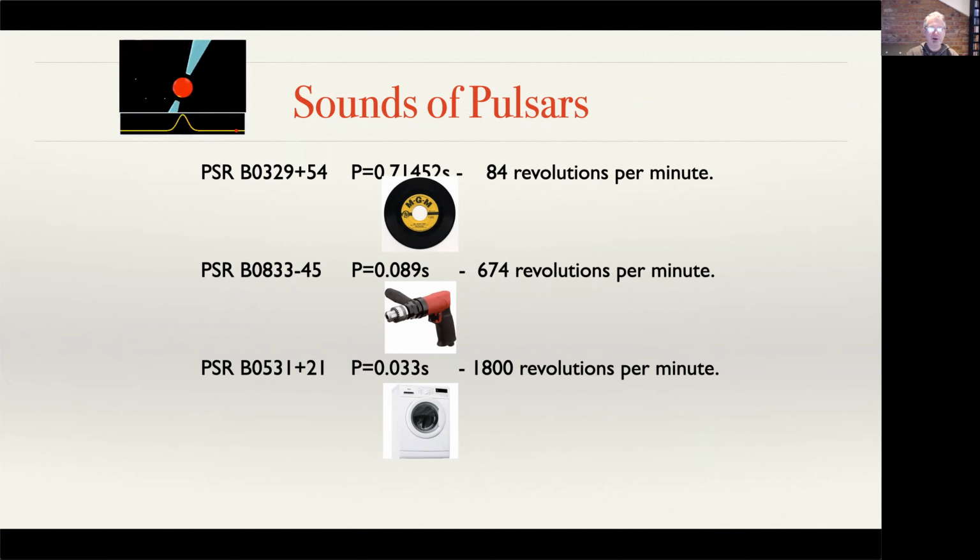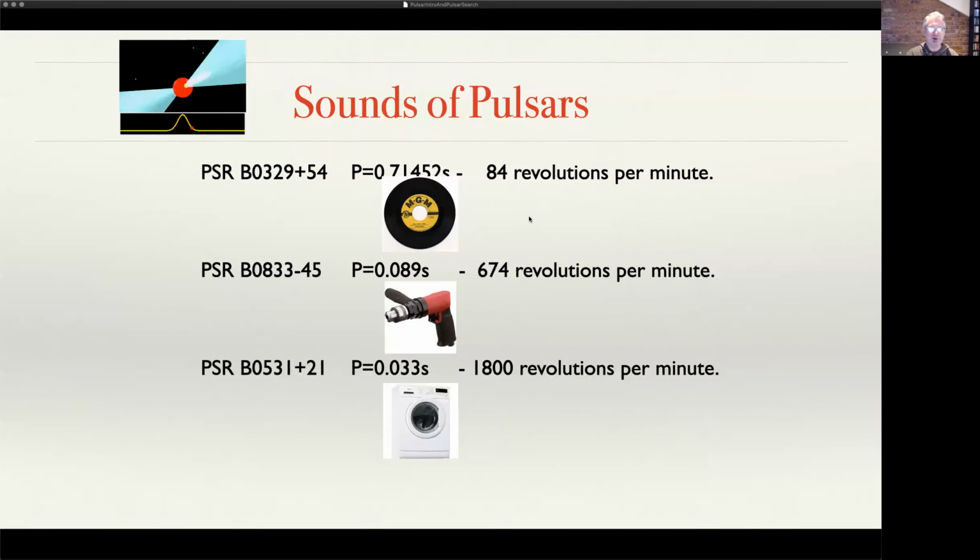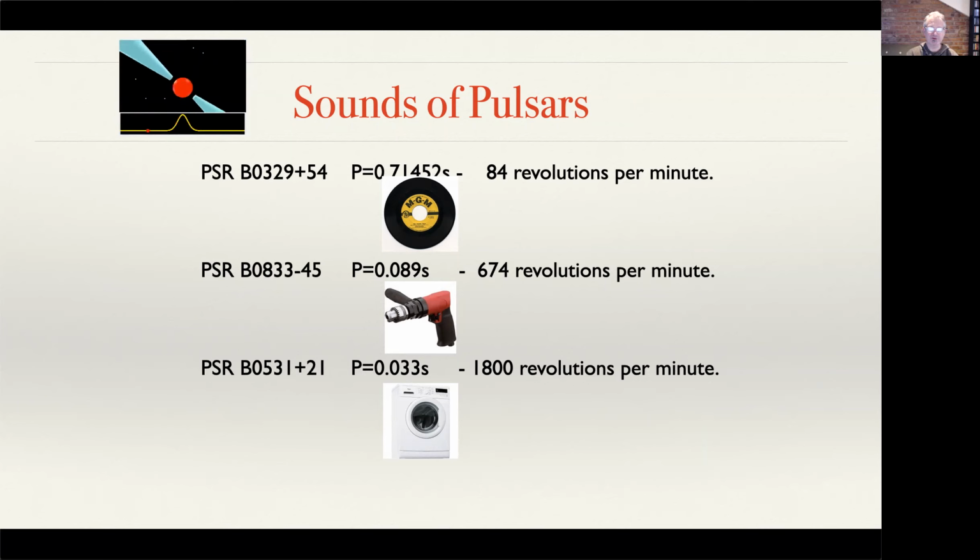So this is one of the brightest pulsars in the northern sky, and you can see it has a pulse period of around 0.7 seconds, or 84 revolutions per minute. And you can hear the pulse, pulse, pulse.